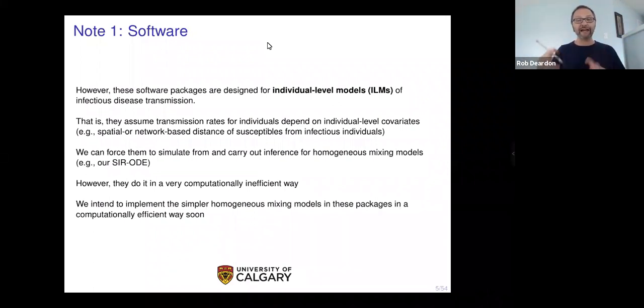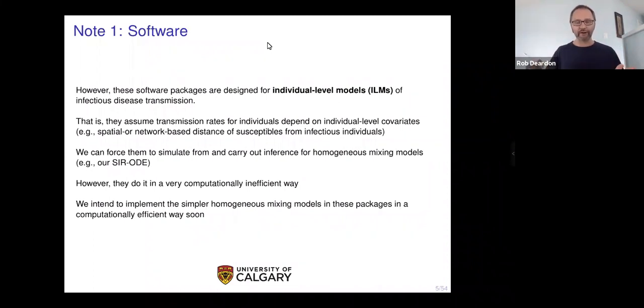Now, what I'm going to do today is force them to simulate from and carry out inference for these homogeneous mixing models. But because they're individual level, the underlying assumption is that we have an individual level model. It does it in a really computationally inefficient way.